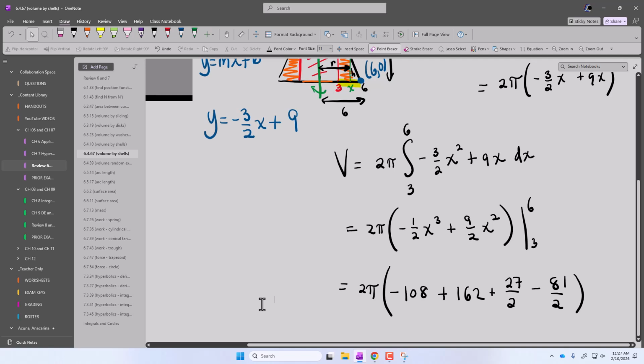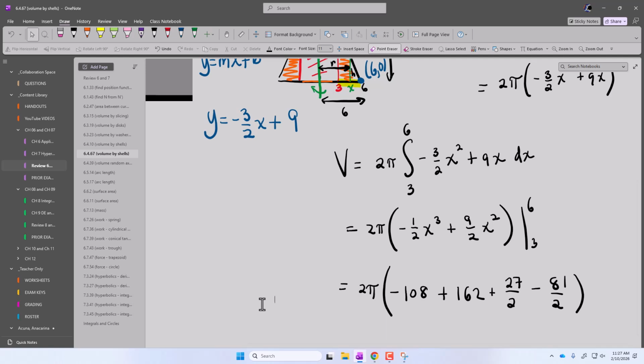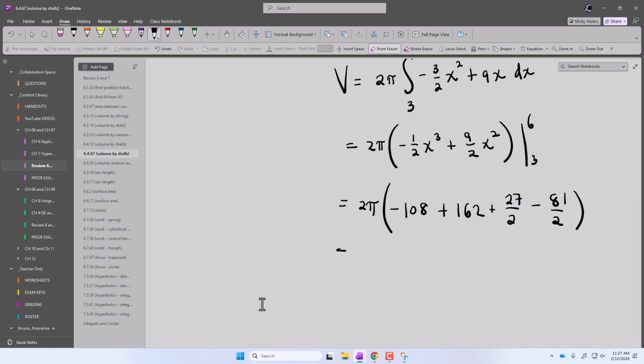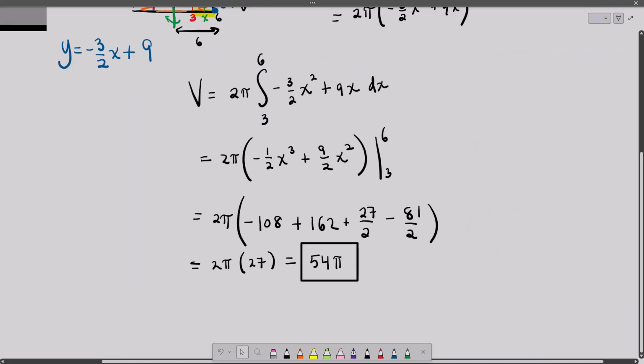27 multiplied by 2 pi, so we get 54 pi. Oh yeah, that's good. It's an even number. All right, any questions on any of the setup there?